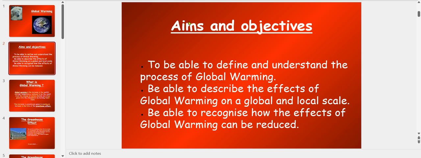So what are the aims and objectives of this slide for today? To be able to define and understand the process of global warming, be able to describe the effects of global warming on a global and local scale, and be able to recognize how the effects of global warming can be reduced.